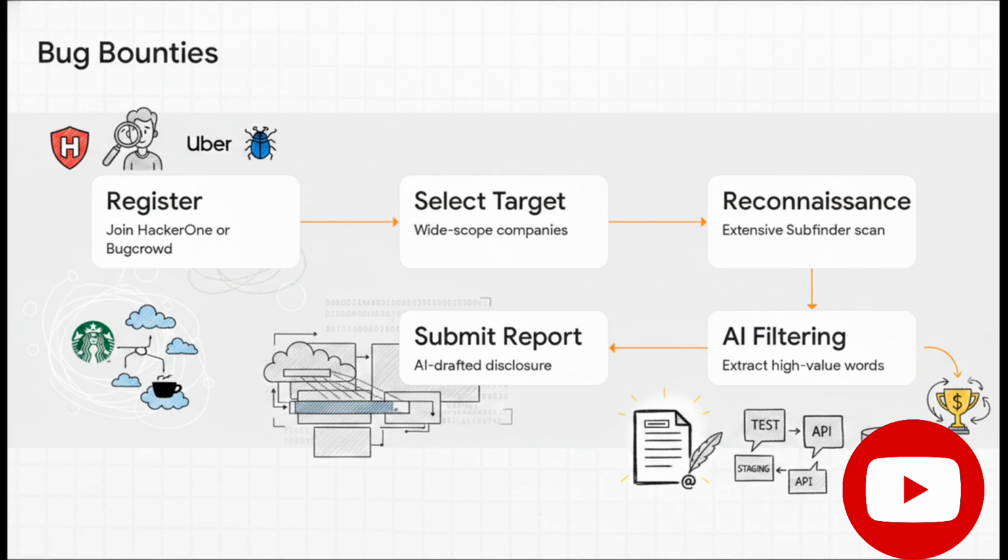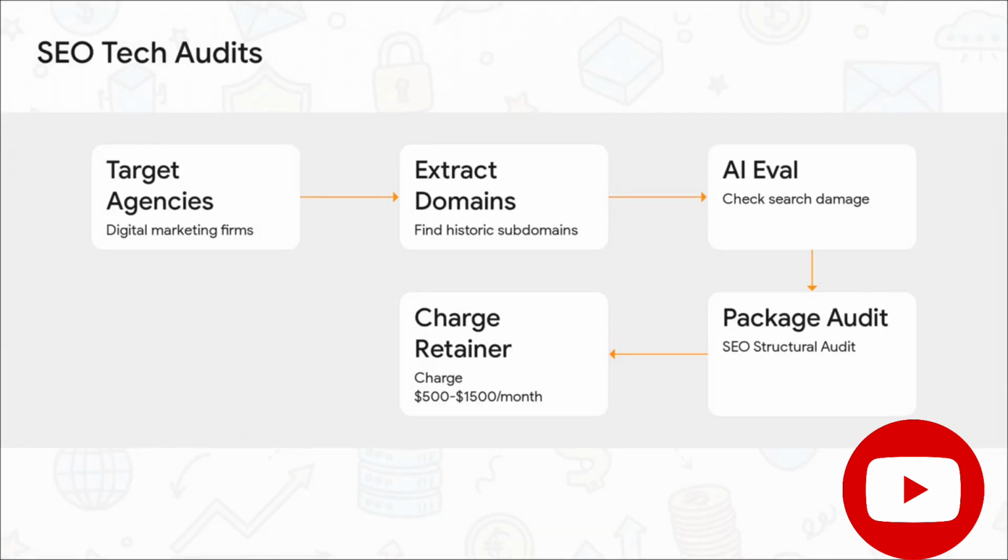Submit it, and if it's confirmed, they pay out a cash bounty. Seriously, a single exposed internal directory can easily yield a $1,000 reward. Method 3 taps into the digital marketing world with technical SEO audits.